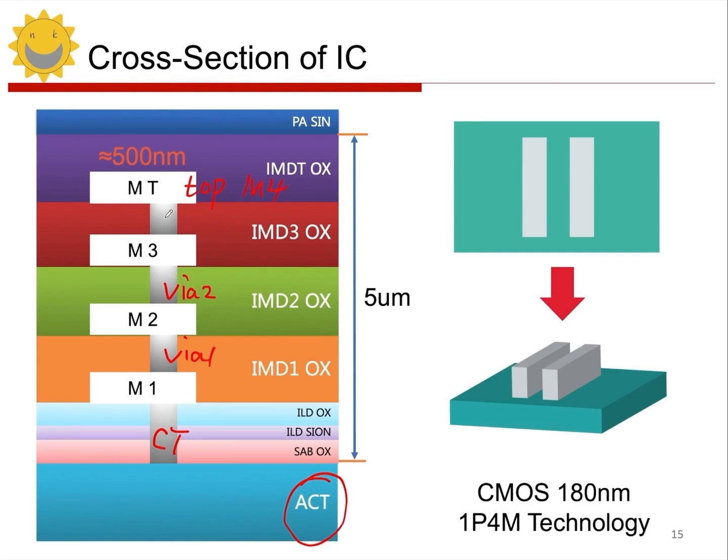Connecting M3 to M4 is VS3, allowing interconnection of metal layers through vias. This is the chip's layout structure. Now let's examine the thickness. The total thickness from metal 1 to 4 is about 5 microns.